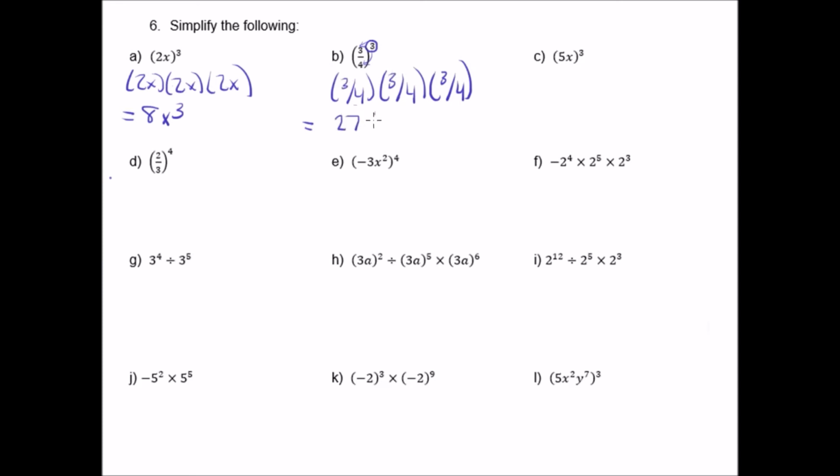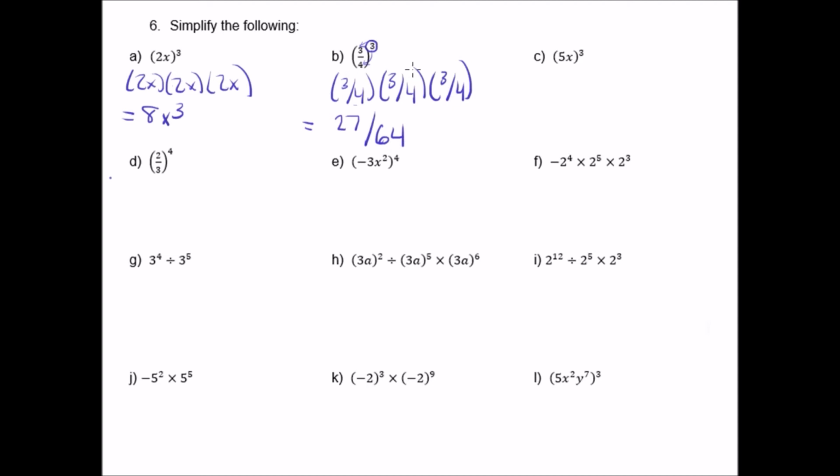So we have 2x cubed, so we know that this is 2x, all written out 3 times. 2 times 2 times 2 is 2 and 2 is 4, 4 and 4 is 8, and then we have x cubed. Okay. We have 3 over 4 written out 3 times. This one's important because a lot of students forget that when we multiply this exponent, it goes to the top and the bottom, and I'm just showing you how that applies. So 3 times 3 is 9, times 3 is 27. 4 times 4 is 16, times 4 is 64.